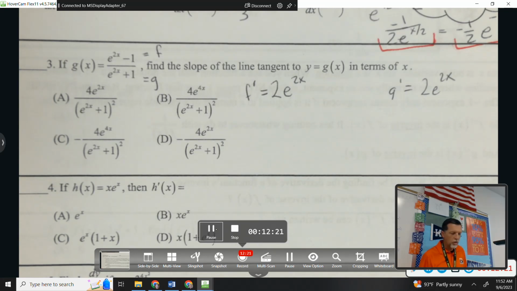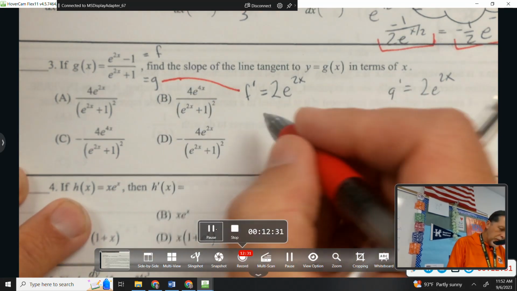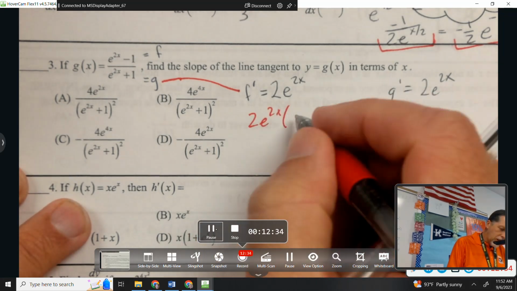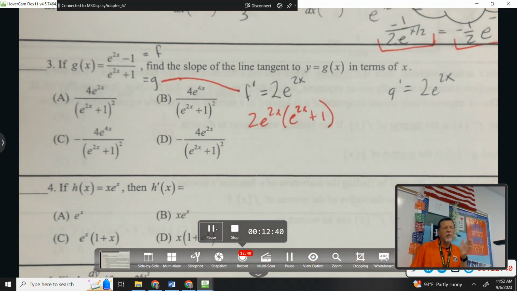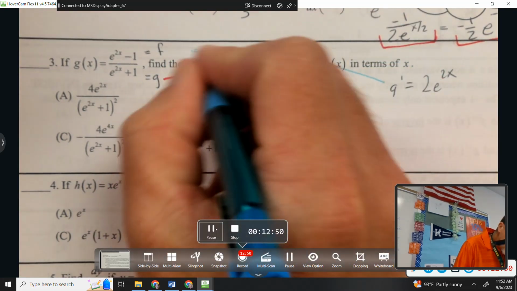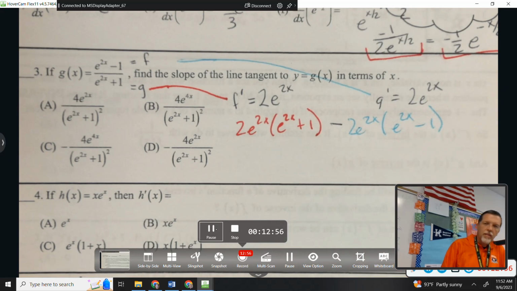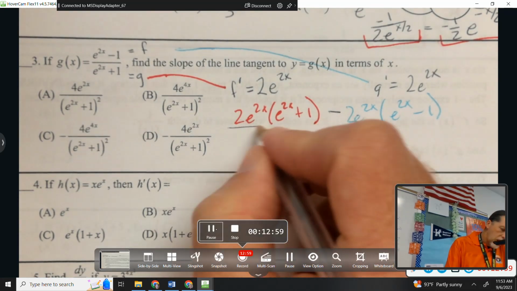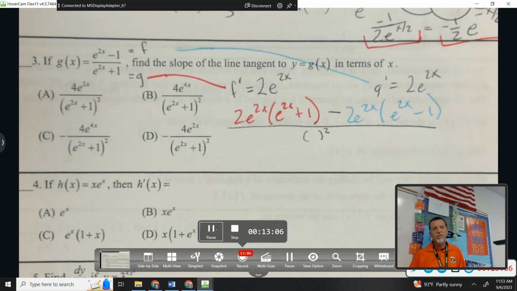Okay, quotient rule. GF prime minus FG prime. So I need to tie those two together first. So 2e to the 2x, e to the 2x plus 1. Now, I know I said GF prime and then I wrote F prime G, but they're multiplying, so I can put those in a different order. Minus the other way around, FG prime, 2e to the 2x, e to the 2x minus 1. All over the bottom squared, but I look at my answer choices and they all have that, so I'm not worried about that.